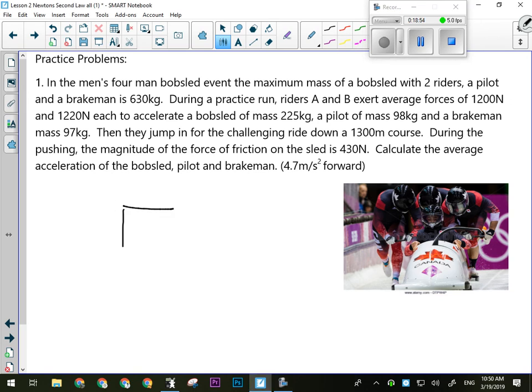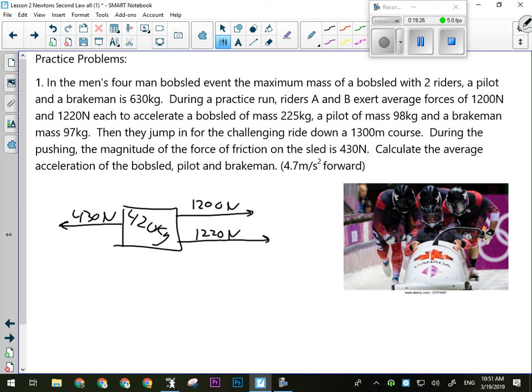Okay, so we've got the mass, which is the bobsled, 225, okay, 323, okay, and 420, right? Is that right? Oh, I shouldn't do that in my head, but I did. Okay, so 420 kilograms is our total mass being accelerated. Okay, the forces acting on that: 1,200, 1,220, and 430. Okay, so there's all of our forces.